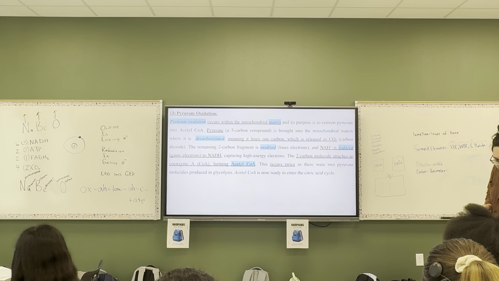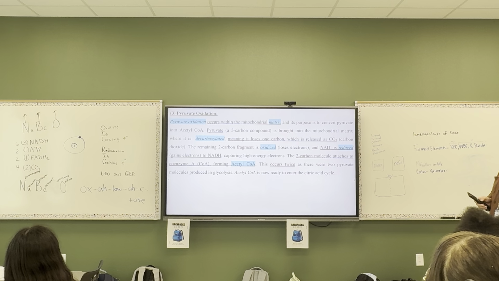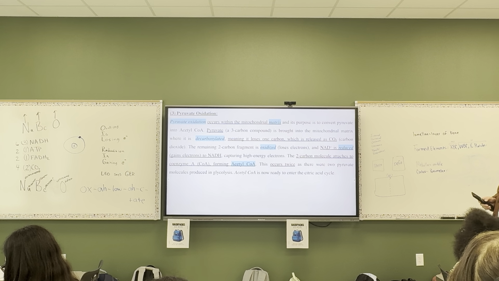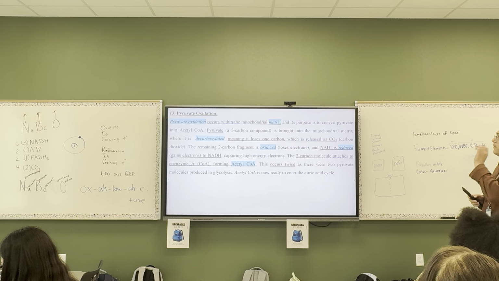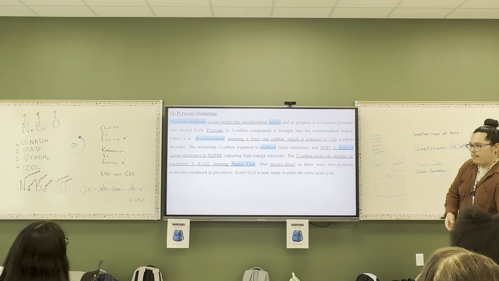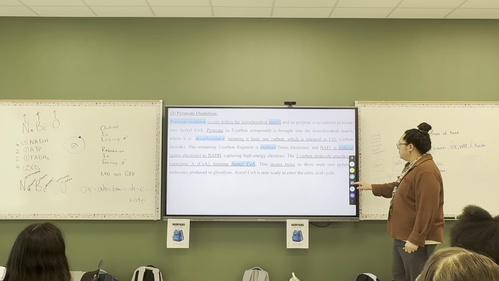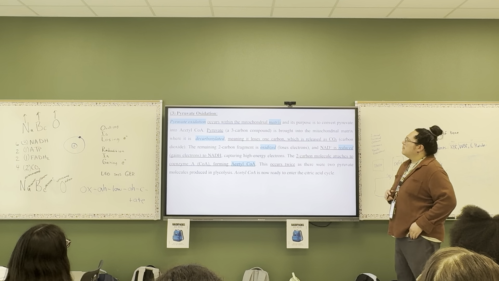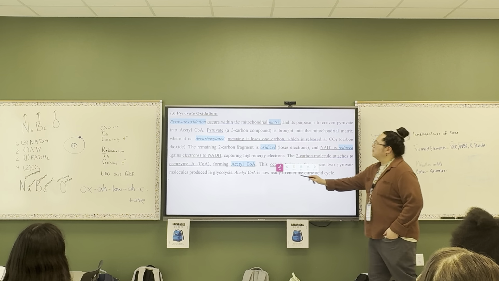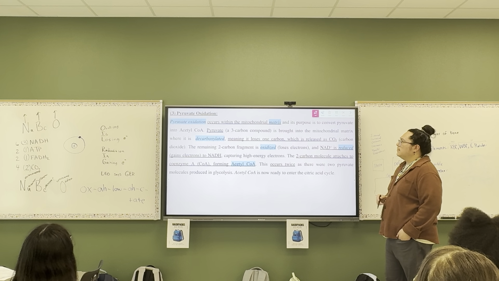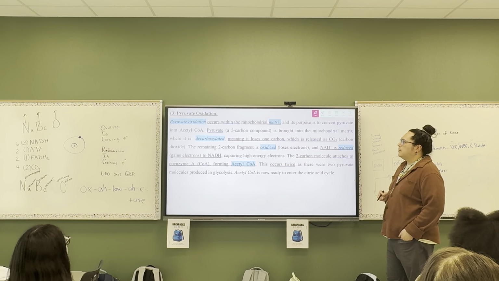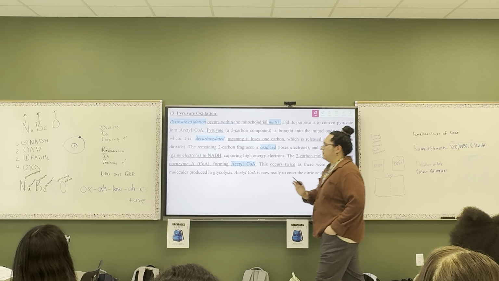This is called pyruvate oxidation, and the product is acetyl-CoA. Itzel, go ahead and read it for us, please. Pyruvate oxidation occurs within the mitochondrial matrix, and its purpose is to convert pyruvate into acetyl-CoA.